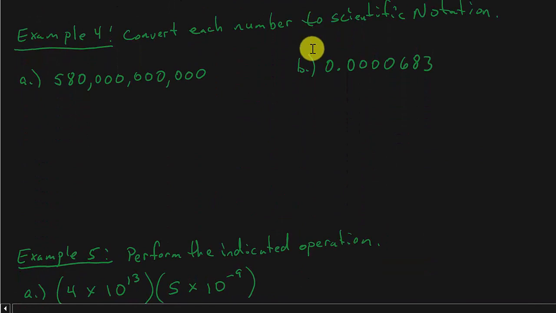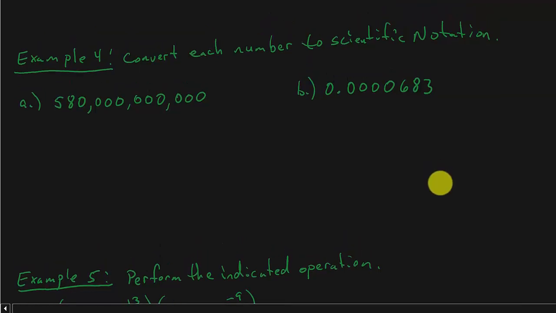All right, now let's look at this one. For this, we want to go from standard form to scientific notation. The decimal is right here. You've got to move the decimal to the right of the first non-zero digit. So how many places do I have to move it? 1, 2, 3, 4, 5, 6, 7, 8, 9, 10, 11. I had to move it 11 places.